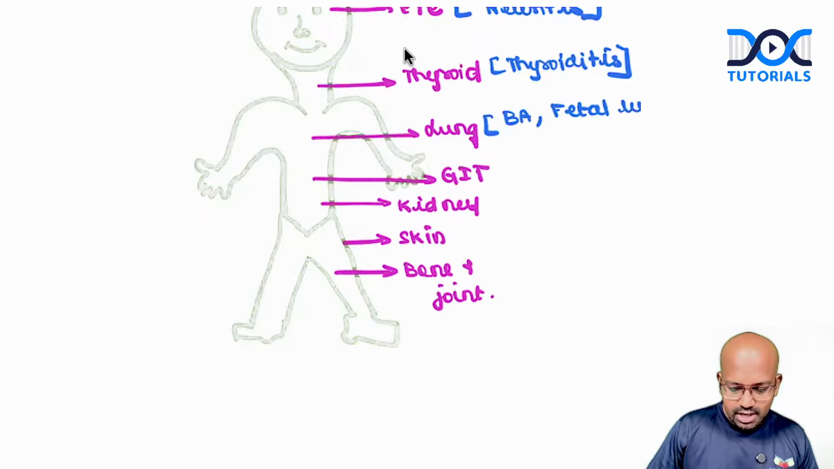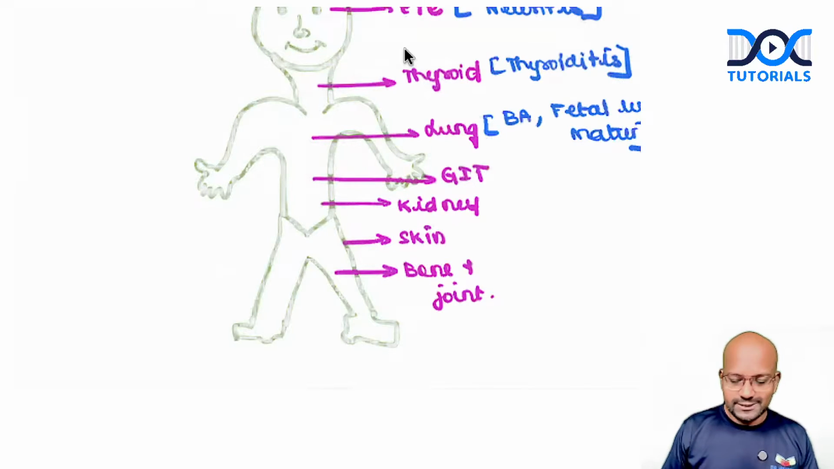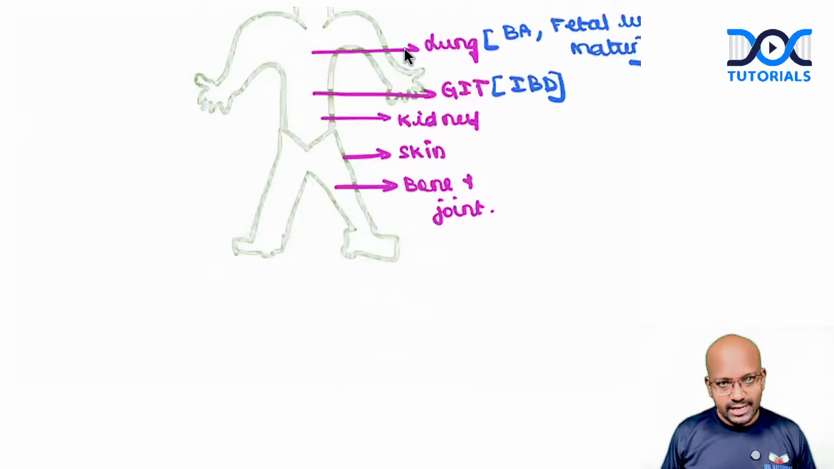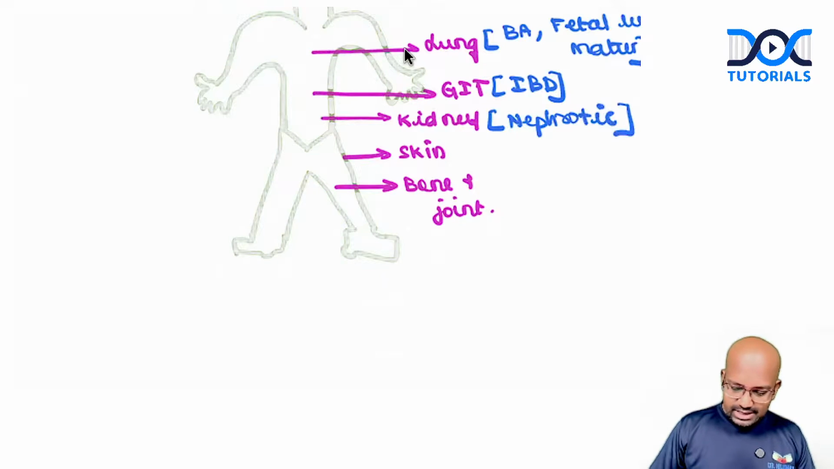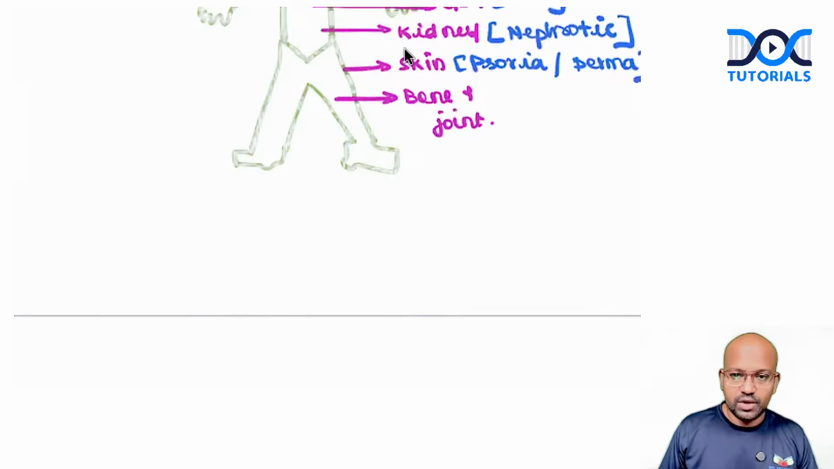This is a question which has been asked previously, my dears. Fetal lung maturation, which drug do we use? We can use steroids. GIT, inflammatory bowel disease, to suppress the inflammation, we can use steroids again. Kidney, in terms of nephrotic syndrome, the most famous use which is currently there in the market, steroids. Skin, in terms of psoriasis or dermatitis, in all of these conditions we can utilize steroids.